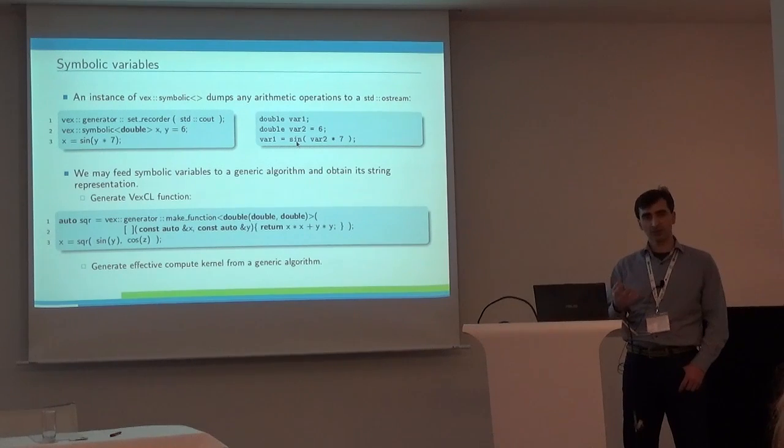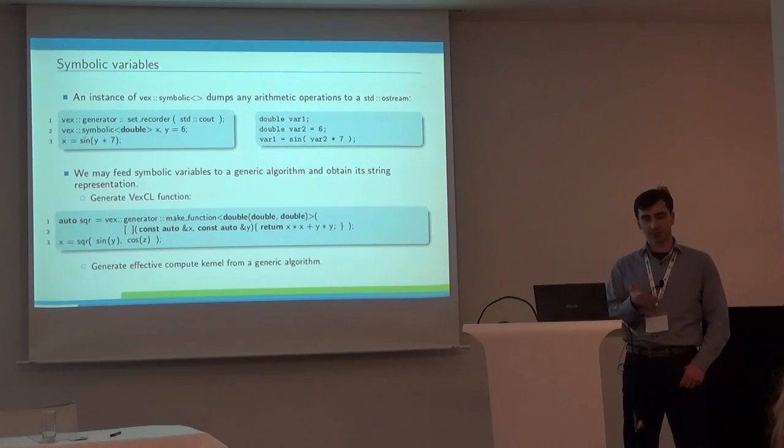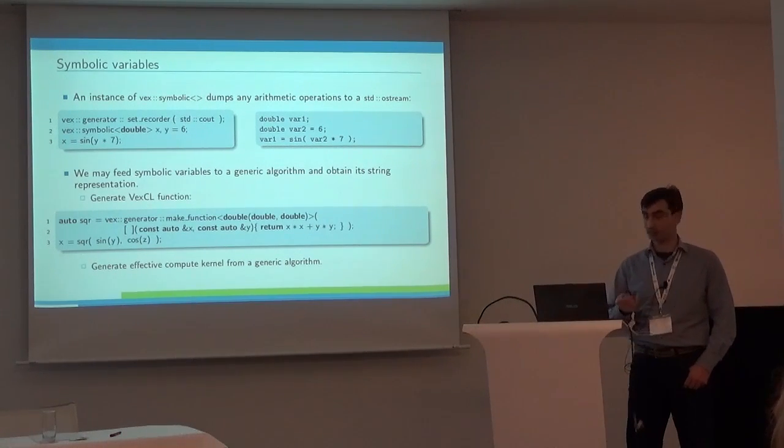So now you can take some generic algorithm, for example, a Boost odeint algorithm. You can feed these symbolic types to the algorithm, and you will get the steps that the algorithm took written in the output stream. And now you can compile the output, and you get the kernel that does the same thing that your generic C++ algorithm did with normal floating point types, right?